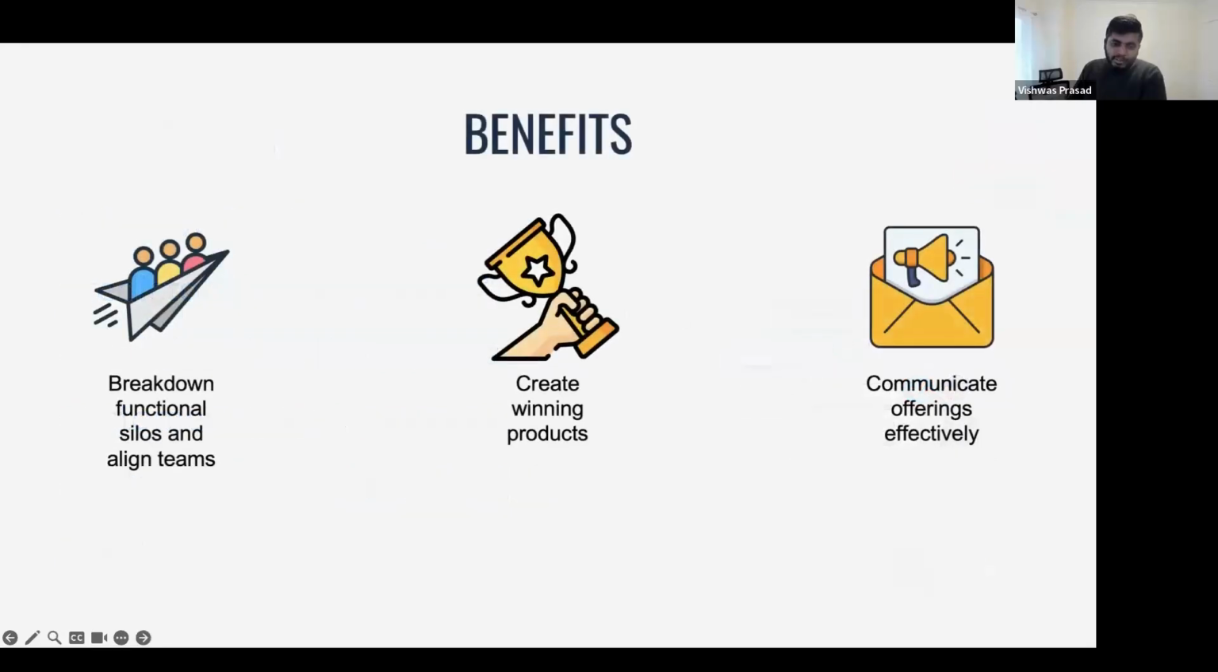Now, again, the benefits of using jobs to be done, right? So the first one is breaking down functional silos, and it aligns the teams. Because with jobs to be done, it provides a unified understanding. It provides a common language for the entire team to understand the customer and their jobs, right? From product design to product development to marketing to customer support, everyone can have the same understanding and the same language of what the customer uses to get their job done.